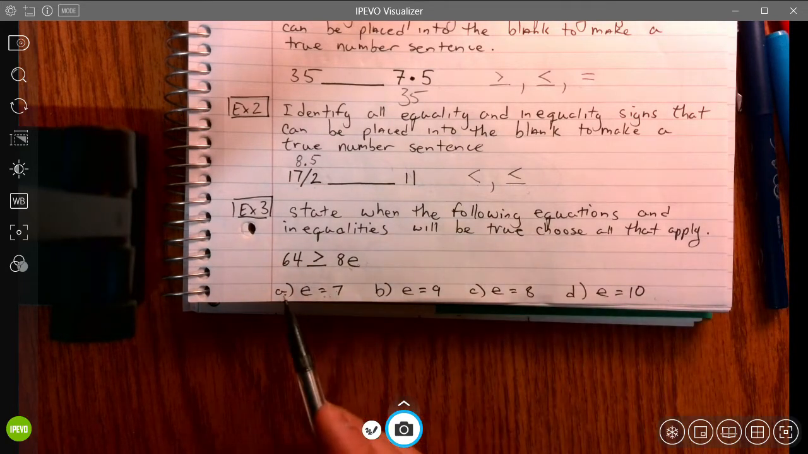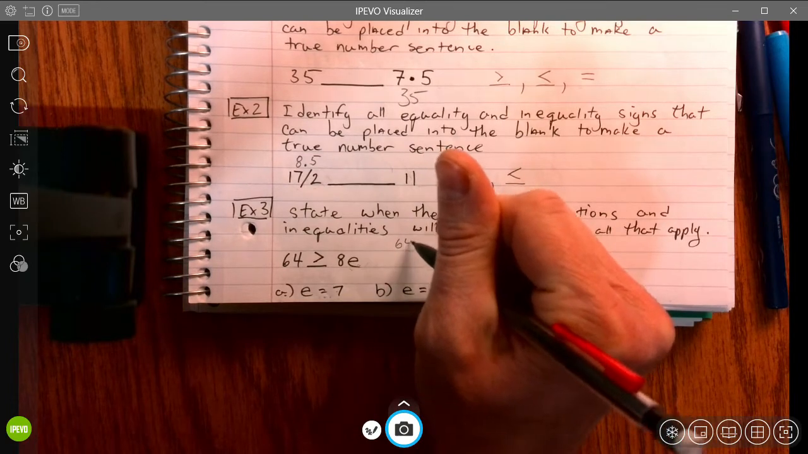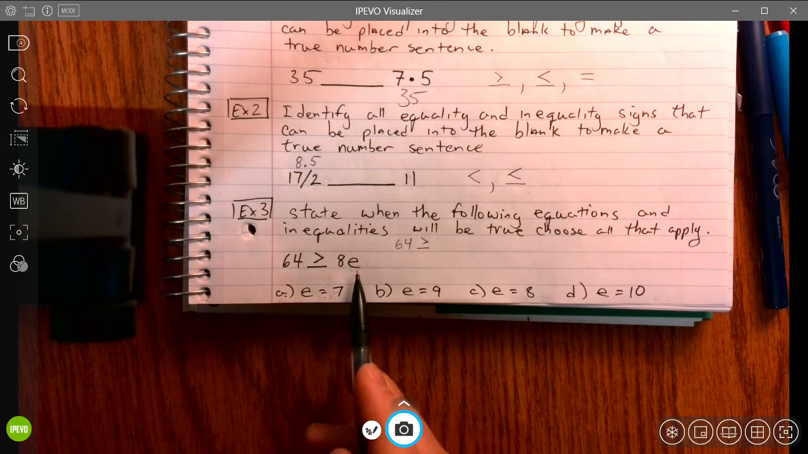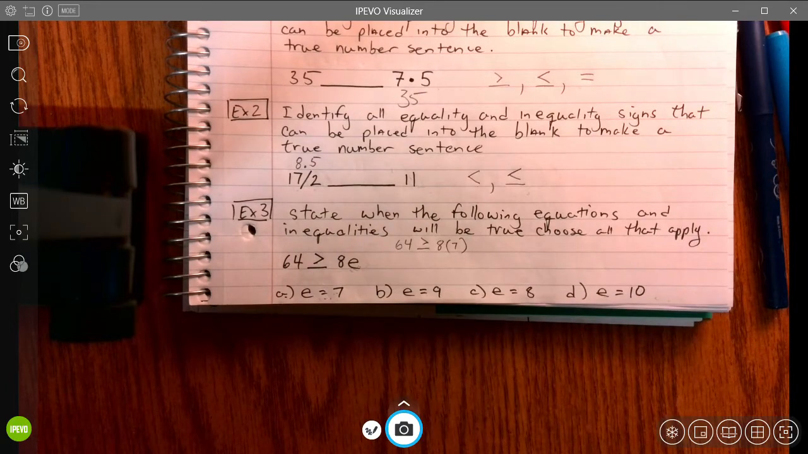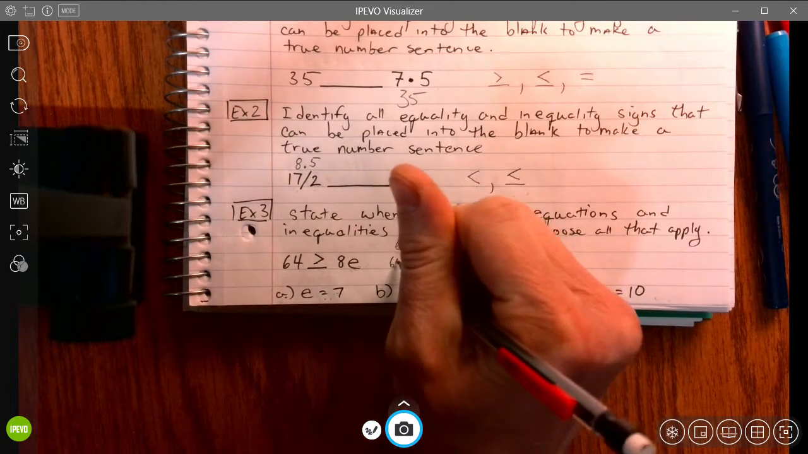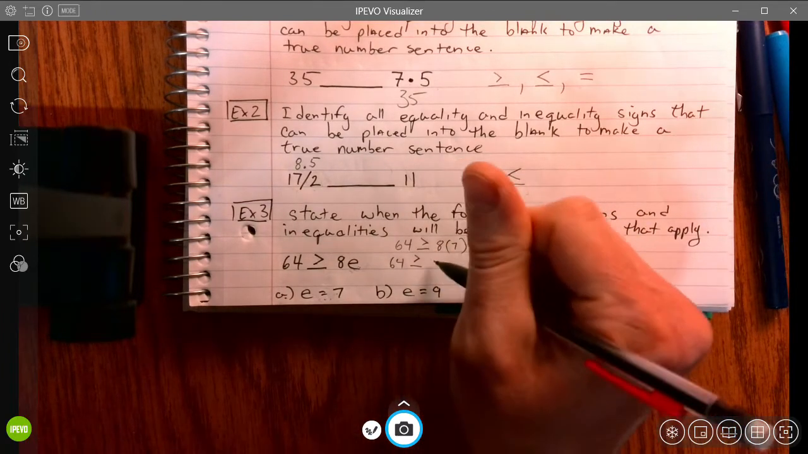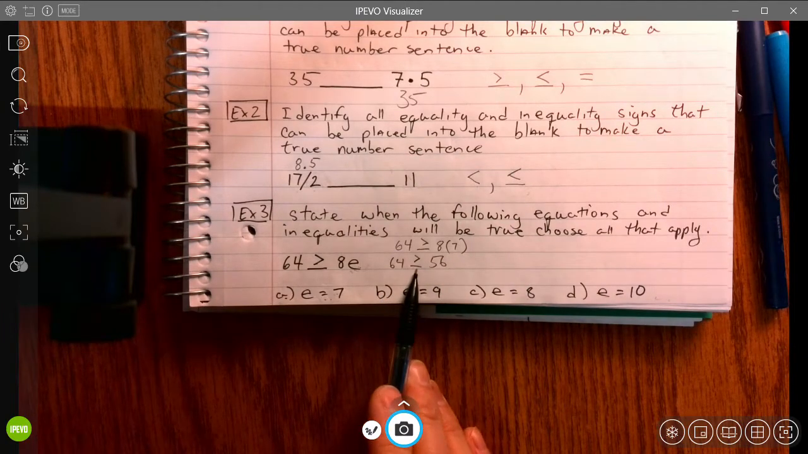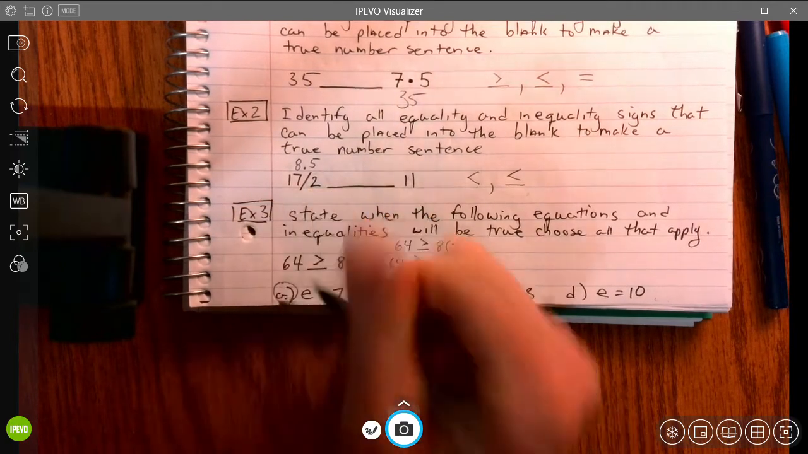Let's look at A. A says e equals 7. First of all, I'm going to copy down my number sentence, and I'm going to plug in 7 where I see an e. So that's going to be 8 times 7. And 8 times 7 is 56. So is 64 greater than or equal to 56? Yes, it is. So I can circle A.